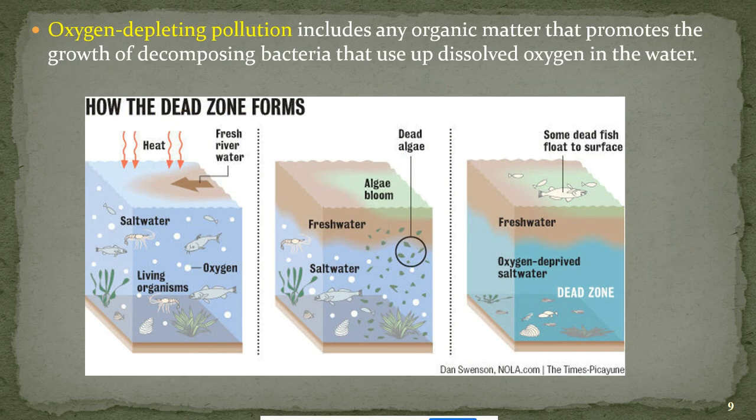There's also oxygen depleting pollution in the water, and this is going to include any organic matter that's going to promote the growth of decomposing bacteria, and that bacteria is going to use up the dissolved oxygen in the water, and so other aquatic life is not going to have the oxygen that they need. Dead plants and algae in the water are going to contribute to this, as well as raw sewage. This creates a dead zone where oxygen concentration is so low that animal life basically just suffocates and dies.